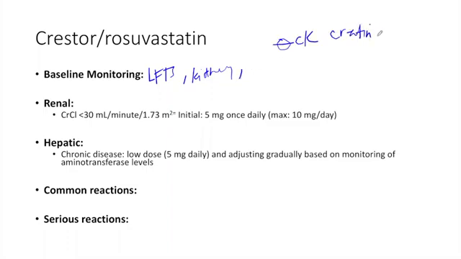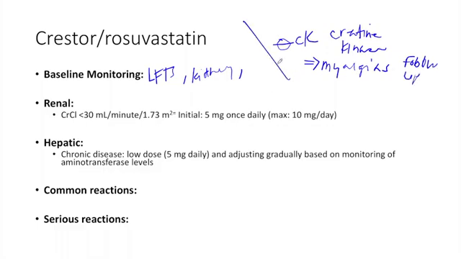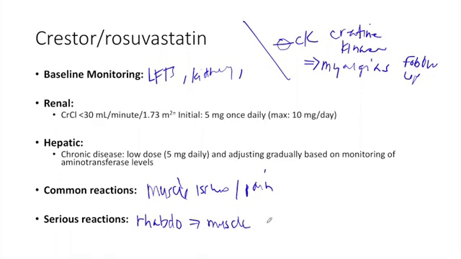Creatine kinase. Only time you're going to order this is if you do have a patient reporting myalgias. Okay. So that would be more of a follow-up, not a baseline. Okay. So no CKs in the beginning. So really just LFTs and kidney, so you know exactly where you're starting from and you can dose appropriately. Just remember muscle issues and pain. And then the serious reactions are obviously rhabdo related to those muscle issues, and that would lead to acute kidney injury.